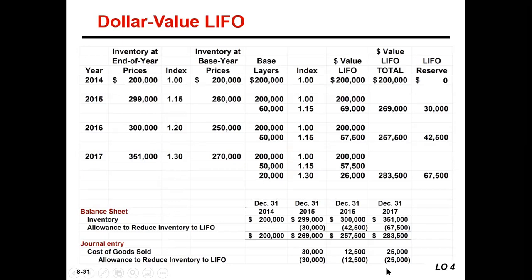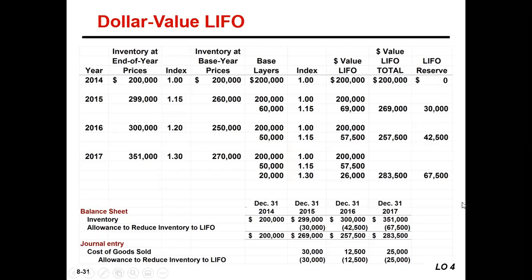And the journal entry that we use, and this is kind of an account that continually gets adjusted, just like we could think about the allowance for doubtful accounts, how we adjust that account each year depending on what we want the balance to be. And that's the same thing we're looking at down here. We adjust that allowance account for what we want the balance to be at that point. So it's a debit to cost of goods sold, credit to the allowance to reduce inventory to LIFO. Again, that allowance to reduce inventory to LIFO, we get from calculating that LIFO reserve.